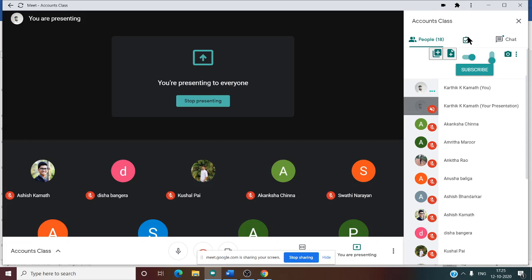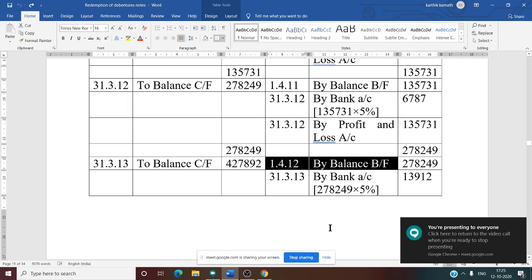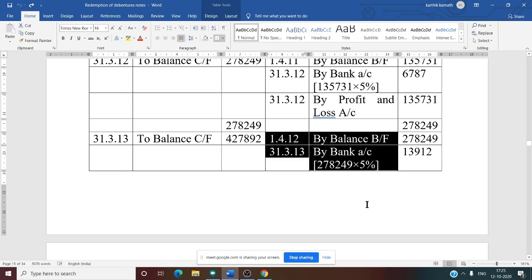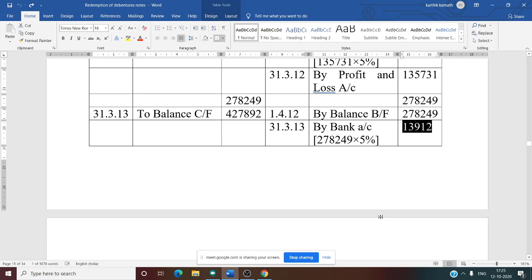You need to do it for the third year. See, now the third year: by balance brought forward for the third year is 2,78,249. That is the previous year closing balance, which becomes the opening balance of third year. Again interest you need to do by bank account on the opening balance of that year. Opening balance of that year is 2,78,249 into 5%. If you do, you will get one amount, that is 13,912.